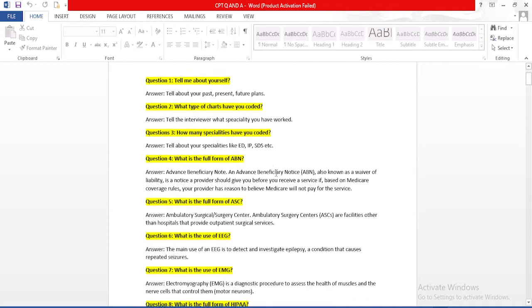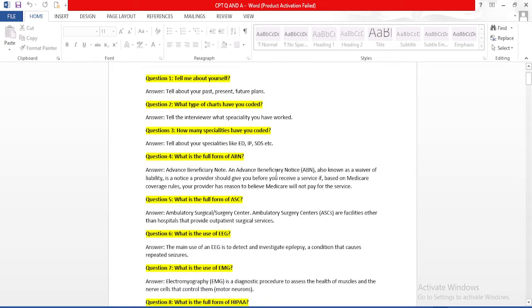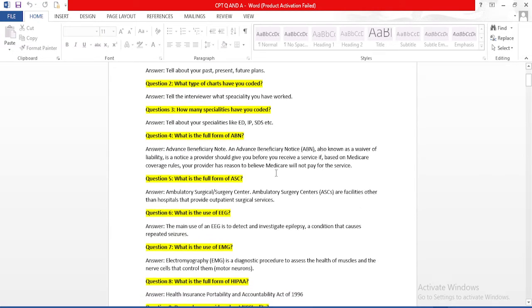Whenever you go, the interviewer asks you, tell me about yourself. You need to tell about your past, present and future. Next one, what type of charts have you coded? Tell the interviewer what specialties you have coded in the previous company or current company. Next one, how many specialties have you coded? We need to tell what specialties we have coded or we can code, like ED, IP, SDS.